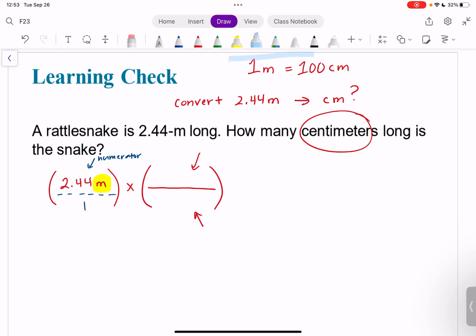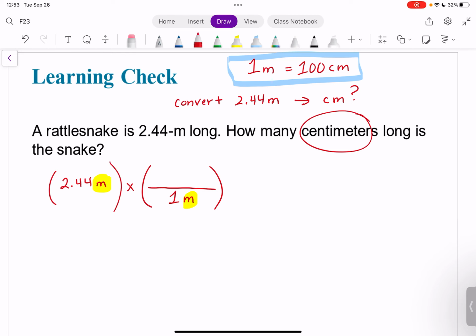Using this equality, we're going to create a conversion factor, and I'm going to put 1 meter on the bottom. Why did I put meters on the bottom? Yeah, I want to cancel these units out. Let me clean this up a little bit for you guys. I eventually want to cancel out meters. If it's in the numerator right now, I need meters in the denominator so that we can cancel those out. Because remember, if you have meters over meters, what is that equal to?